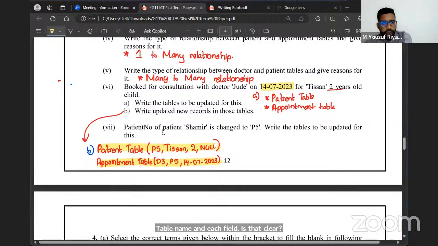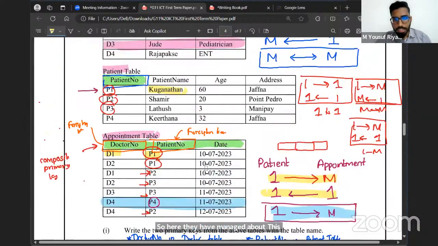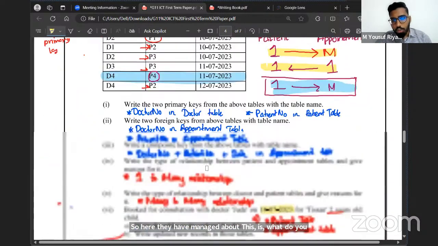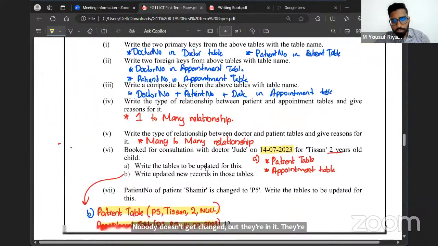Right. The next one. The patient number of the patient Shamir is changed to P5. Write the tables to be updated for this. One thing, question number 7 is a bit stupid. Normally, a primary key will never change in a table. In a real world scenario, a primary key will never change. If it's changing, we don't consider it a primary key. Here they have mentioned that Shamir's patient number is being changed. Normally it doesn't get changed, but they're saying they're going to change it. So if you're going to change it, what are the tables that have to change?